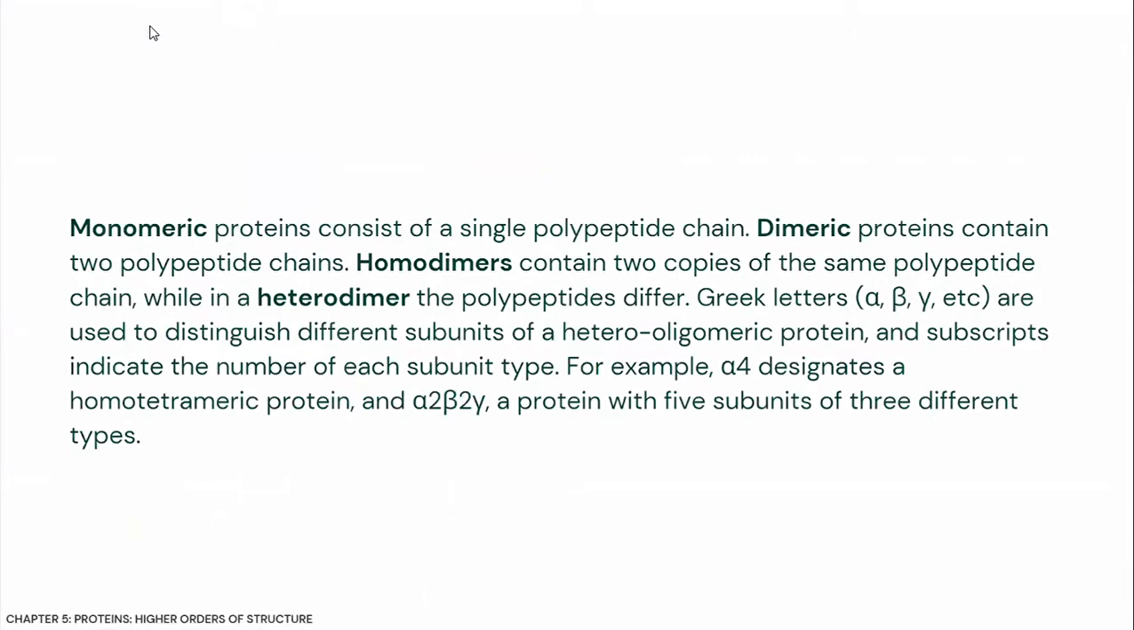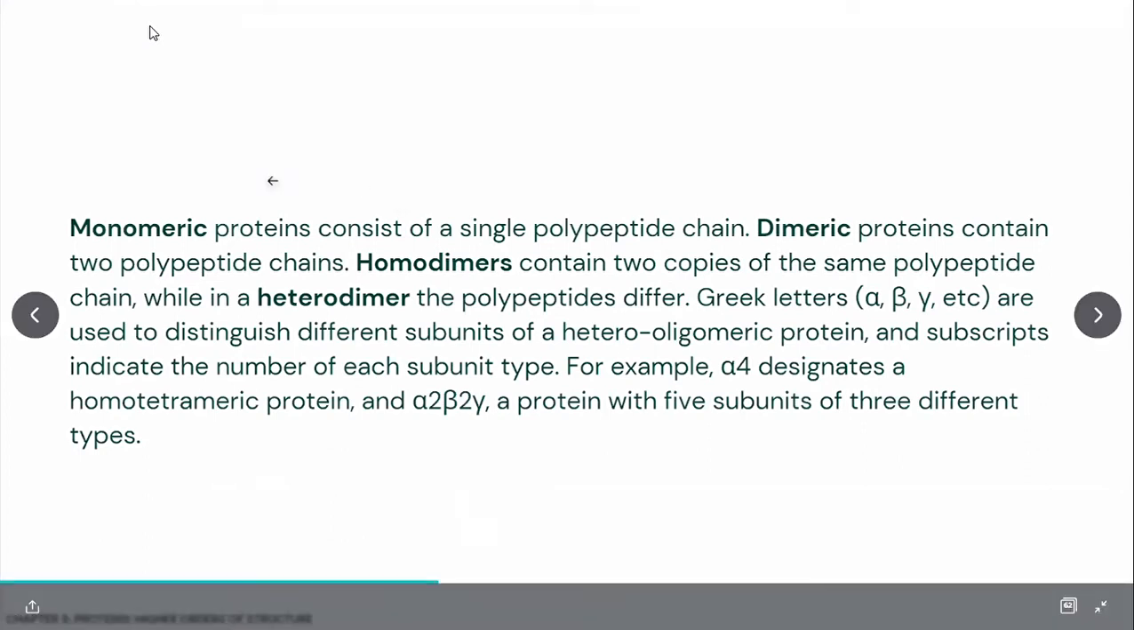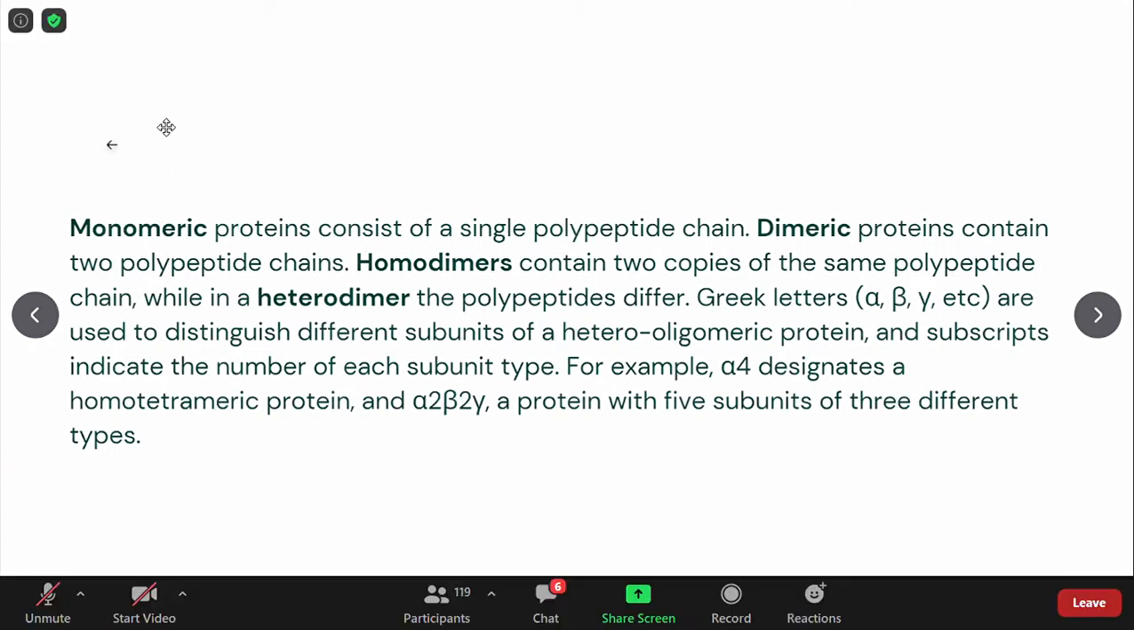So a protein could be only one mer, meaning only one polypeptide or one peptide. We call it monomeric. If there are two peptide chains or polypeptide chains, it becomes known as a dimeric protein, no? Then we have trimeric or tetrameric.